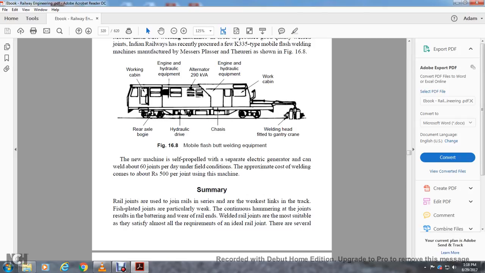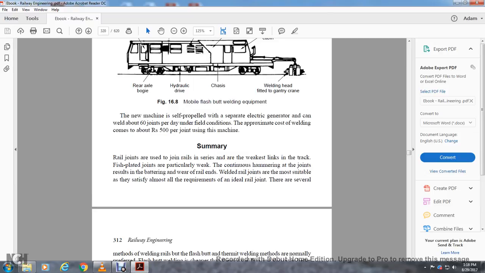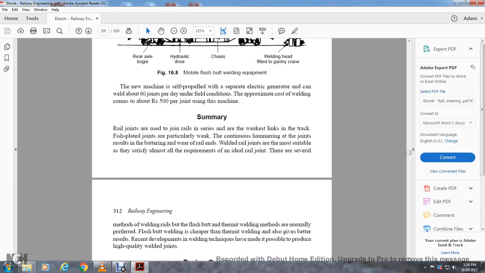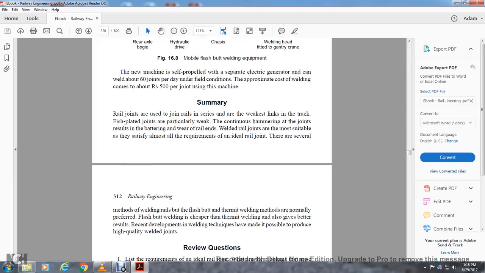Rail joints are the weakest link in the track. Fishplated joints are particularly weak, with continuous hammering at the joint resulting in greater wear of the rail ends. Welded rail joints are more suitable, as they satisfy almost all the requirements of an ideal rail joint. There are several methods of welding rails. Flash butt and thermite welding methods are normally preferred. Flash butt welding is cheaper. Thermite welding also gives better results. Recently developed welding techniques have made it possible to produce high quality welded joints.